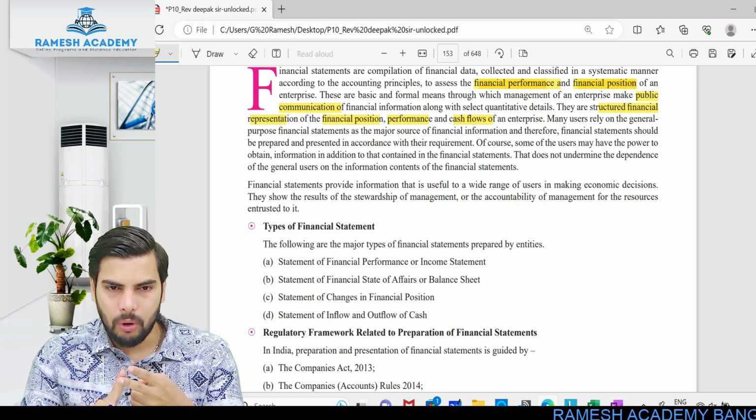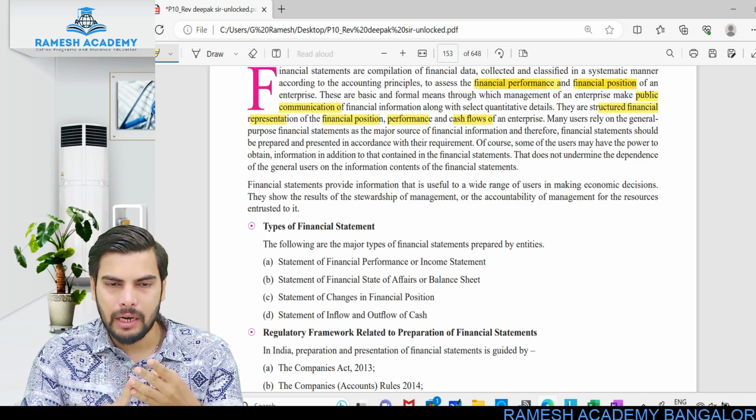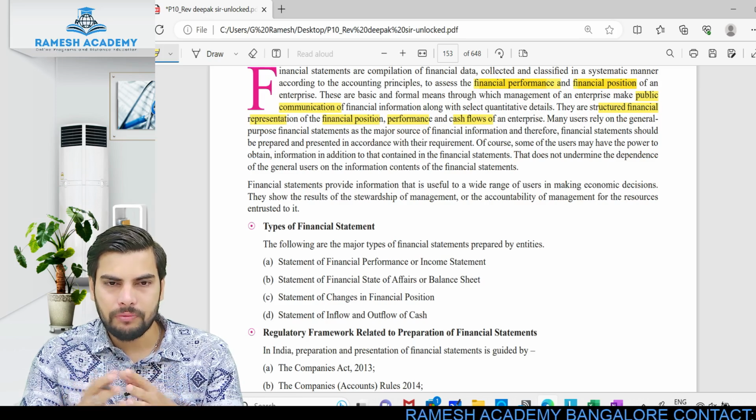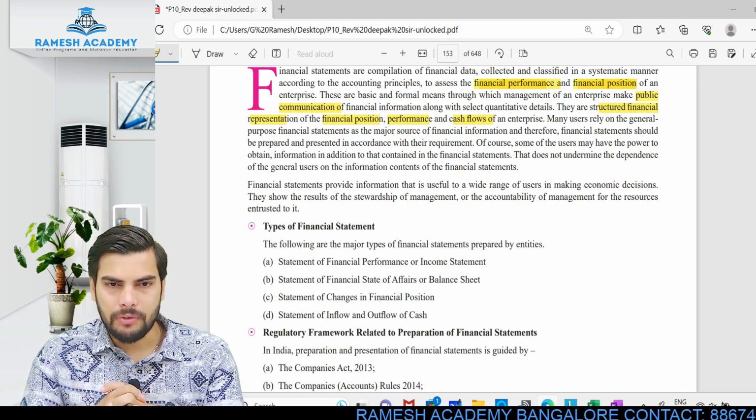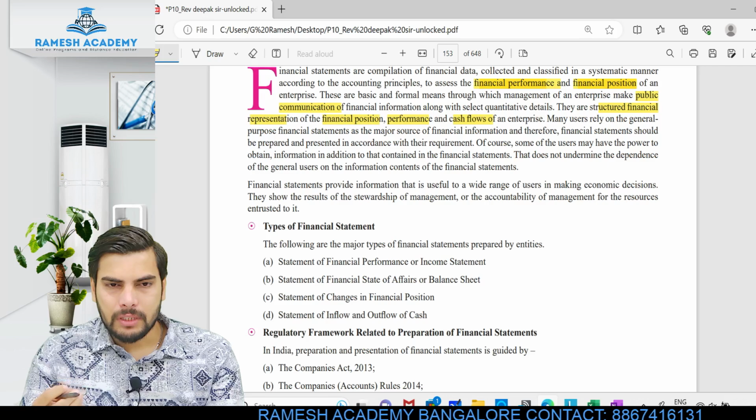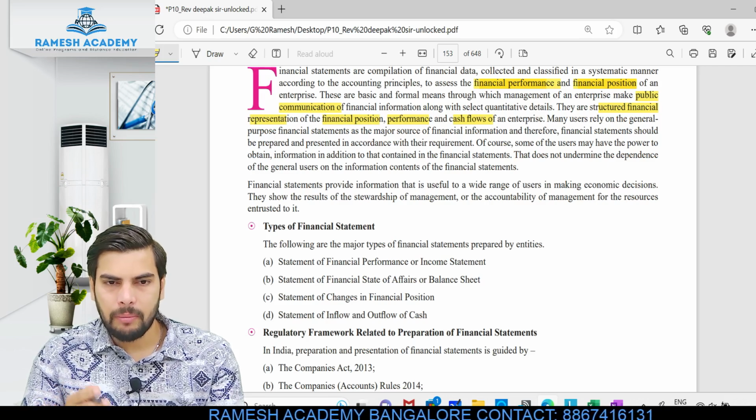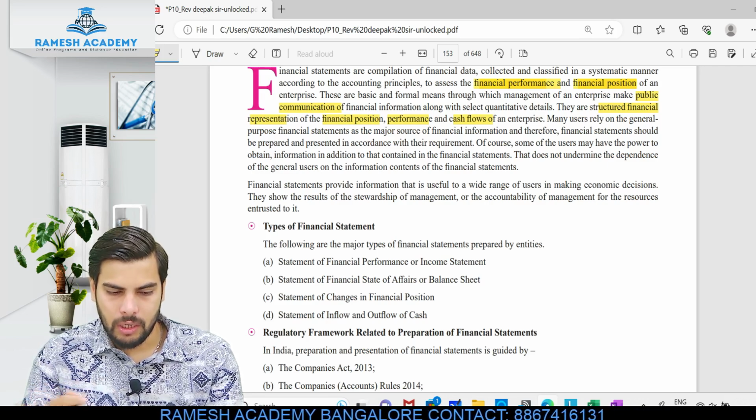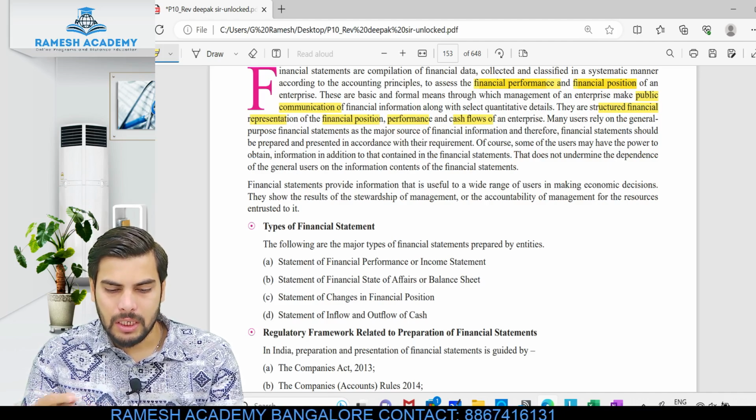It can be the employees, it can be debtors, it can be creditors, it can be banks or financial institutions. A lot of people will be interested in the financial information of the business entity. Clear? So in order to make a lot of decisions, this financial information will be required by these people, the various users.